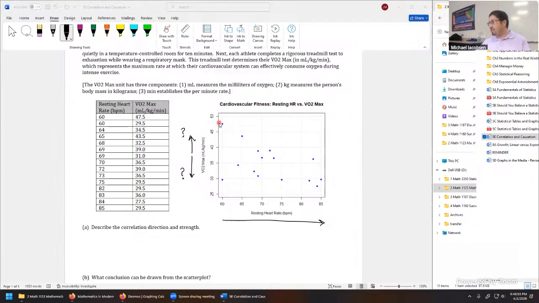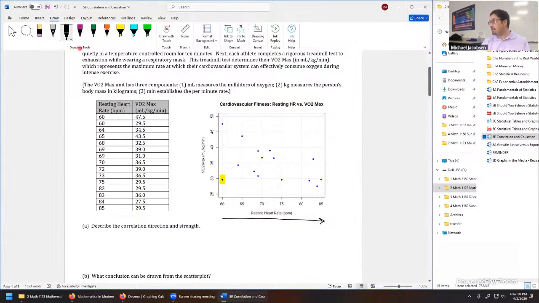Or hang on, that's what we wanted to see. This is the one that was a little bit off. Let me highlight this one to not get mixed up again. So this one looks about right for the trend. This person has a low resting heart rate, yet their VO2 max is a little bit higher. But this person stands out quite a bit. Their resting heart rate is low and their physical fitness, VO2 max, is low at the same time.